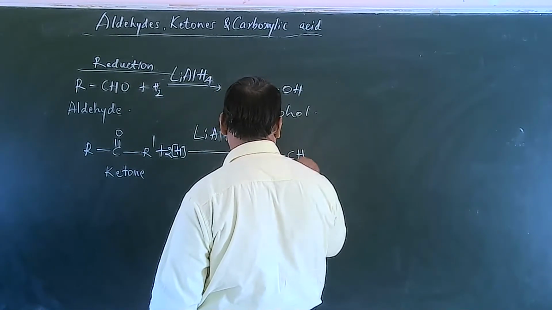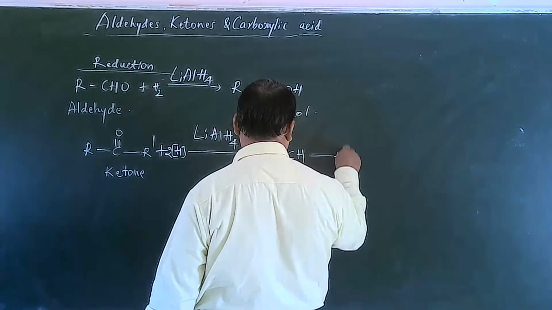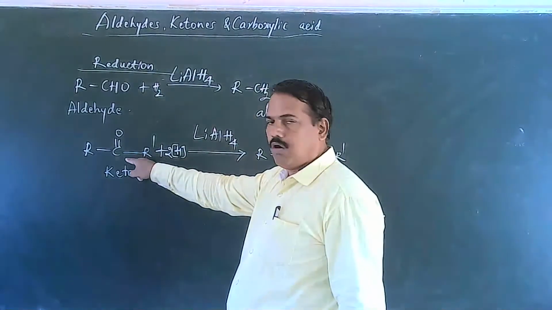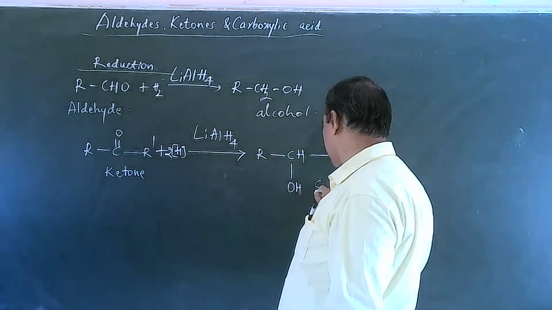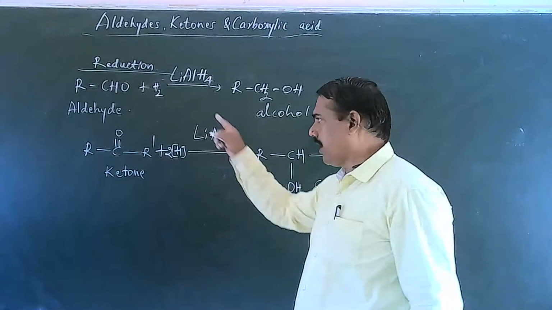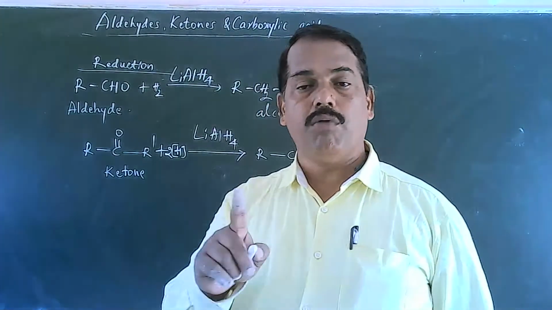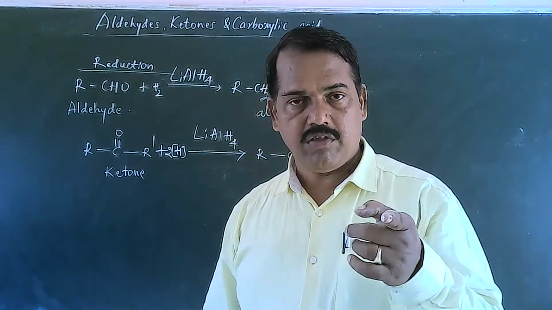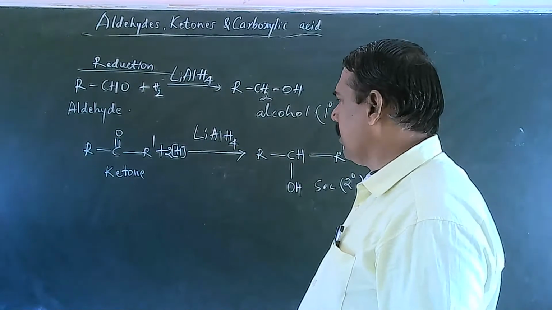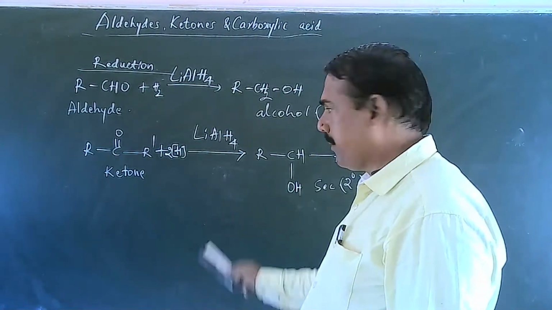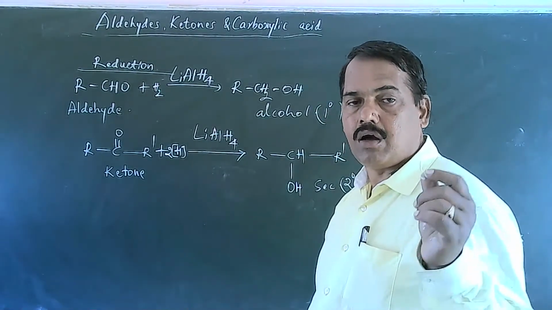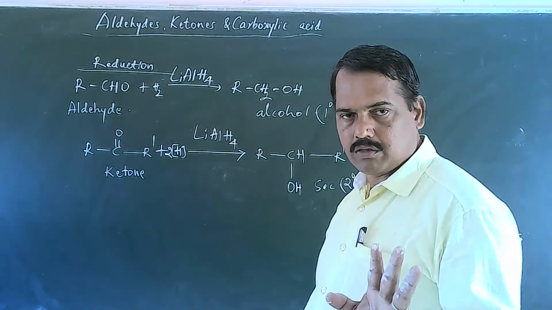So we will get R CHOH R dash, which is a secondary alcohol. See, ketone on reduction gives a secondary alcohol, and here a primary alcohol. This reaction is studied in the preparation of alcohols. You already studied this in the preparation of alcohols. See R, C double bond O, R dash plus 2H, lithium aluminum hydride, gives R CHOH R dash, which is a secondary alcohol. Are you clear?